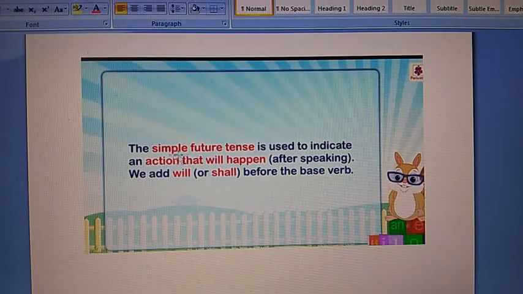Now the simple future tense is used to indicate an action that will happen after speaking. We add will or shall before the base verb. You know that very well, no?